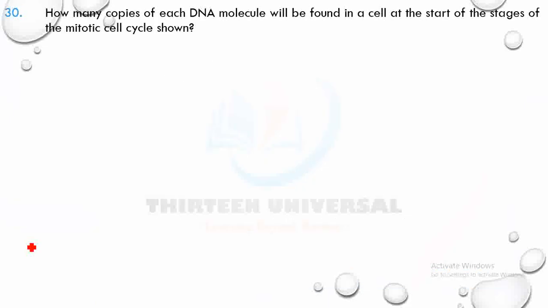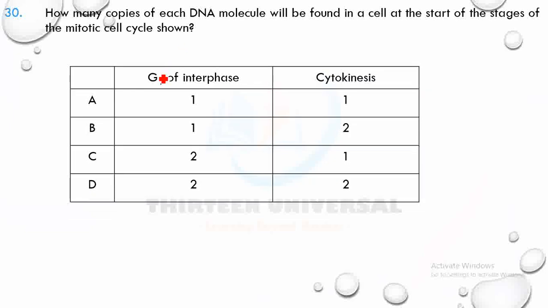All right. So how many copies of each DNA molecule will be found in a cell at the start of the stages of the mitotic cell cycle? How many? Remember, at the start. Remember what I showed you before. We had this. This is mitosis, M, and this is cytokinesis. So we're focusing on only G1. Now this is G1, right?